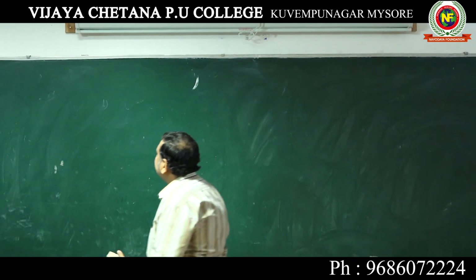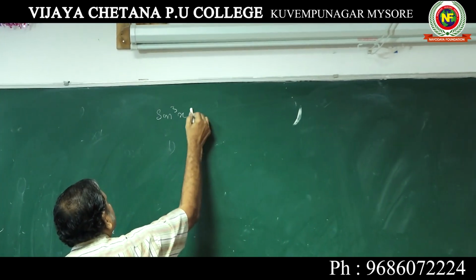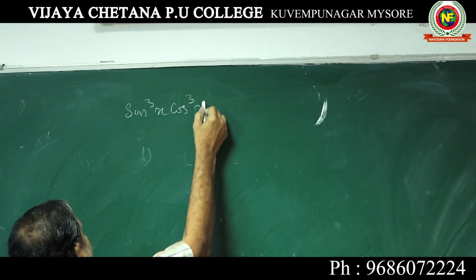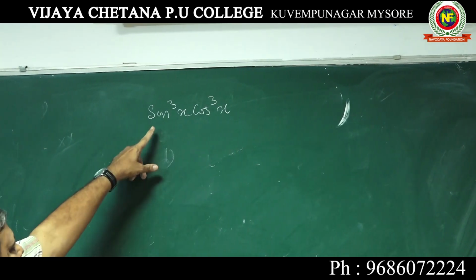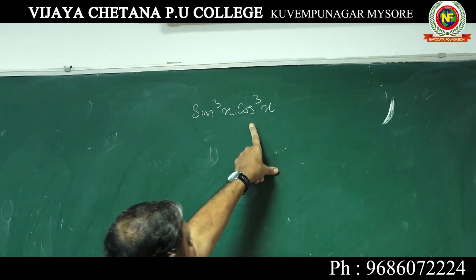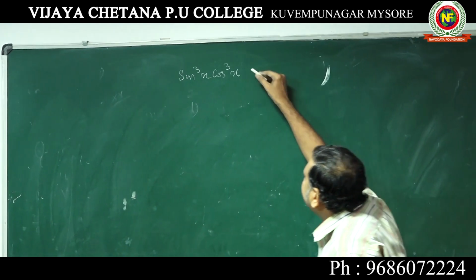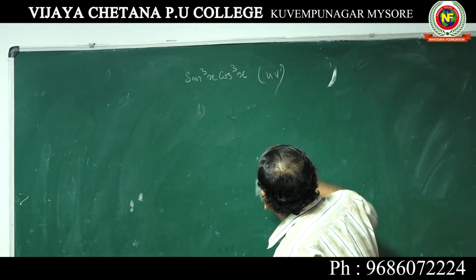Now you can take these 2 problems. Sin cube x cos cube x. You take this as y. First one u, v, this into d by dx of this plus this into d by dx of this. Product rule you have to apply. I'll give you a hint also here, UV rule you have to apply.